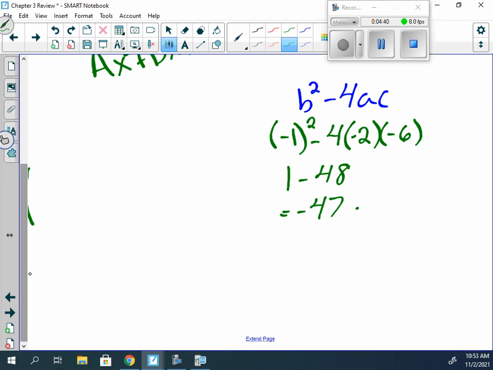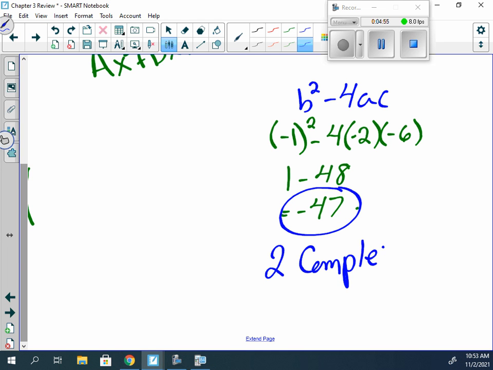Any questions on this here? So the discriminant, is it greater than 0, equal to 0, or less than 0? So if it's less than 0, what do we have? 2 complex. Now on the test, that's all it's going to be asking for, because it's going to ask for the value of the discriminant, the number and type of solutions. Well, the value of the discriminant here is negative 47. Well, how many solutions would we have? 2. What type? Complex.